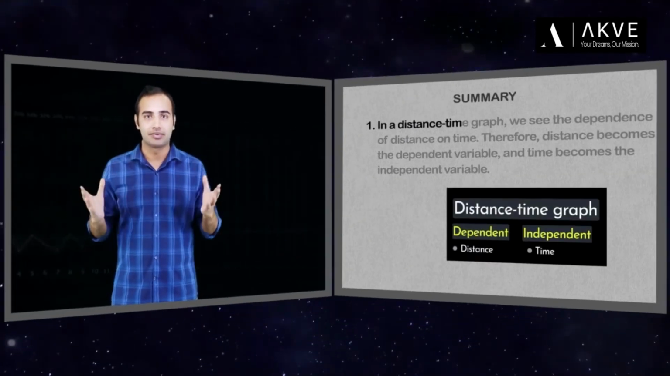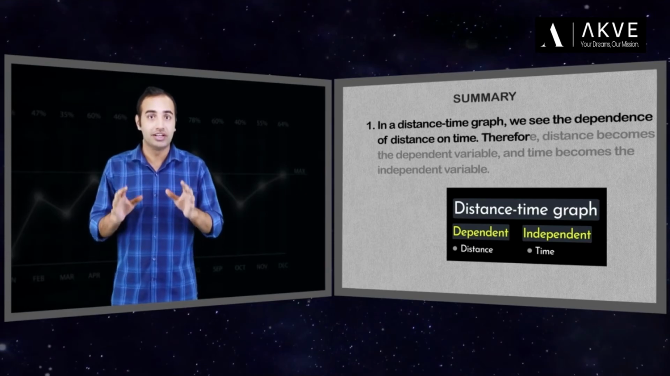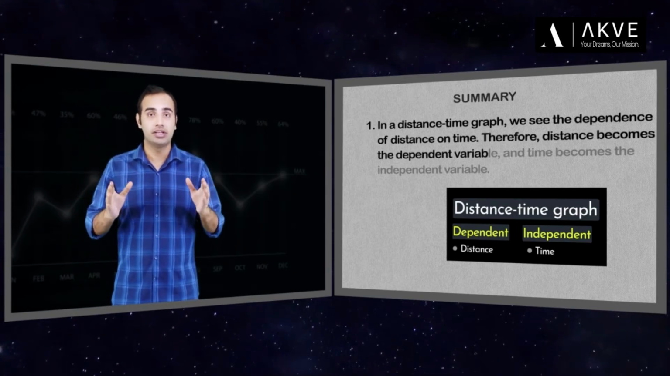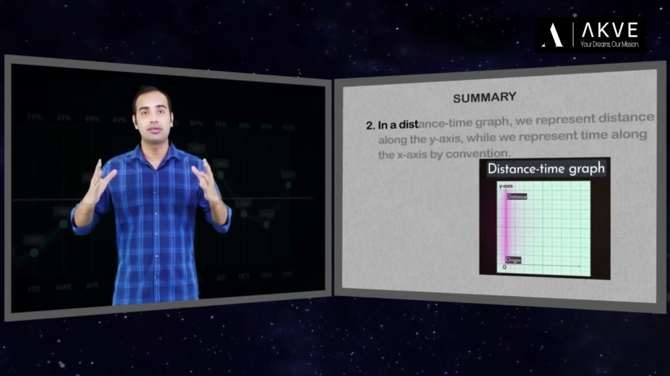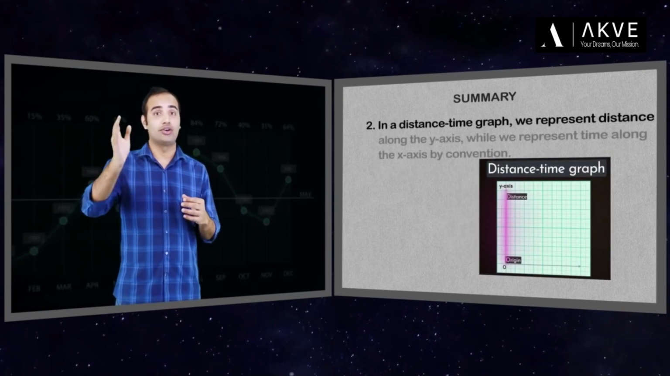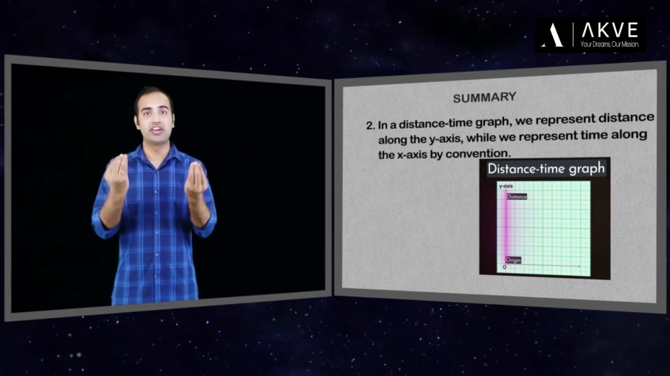For now, let's summarize whatever we have learned so far in this video. In a distance time graph, we see the dependence of distance on time. Therefore, distance becomes the dependent variable and time becomes the independent variable. In a distance time graph, we represent distance along the y-axis while we represent time along the x-axis by convention.